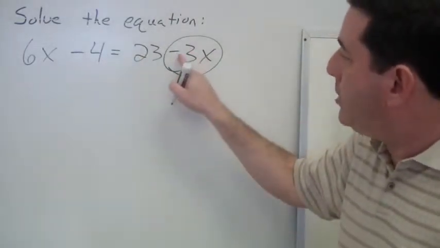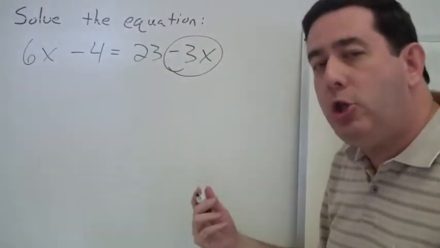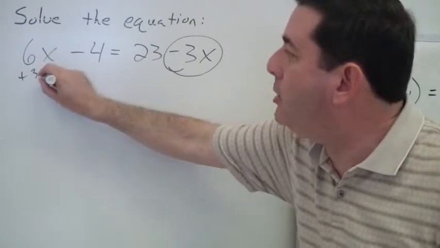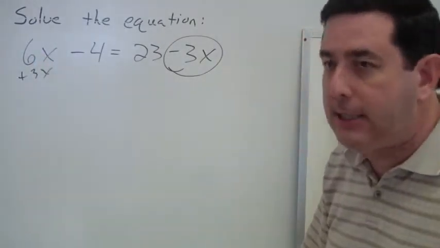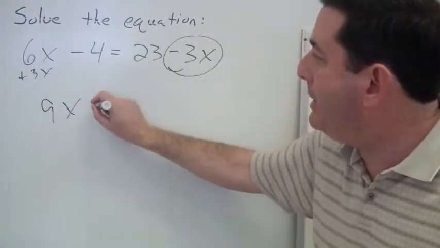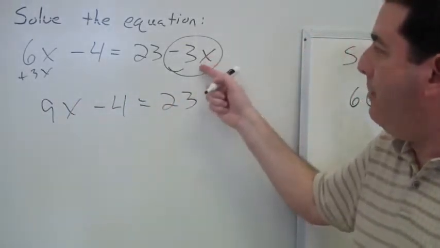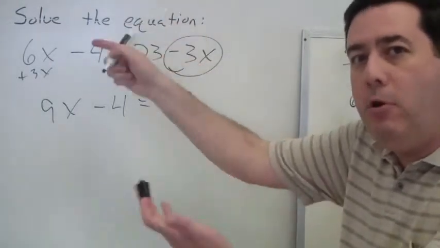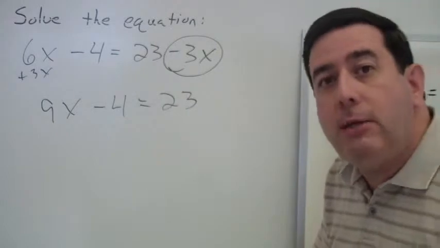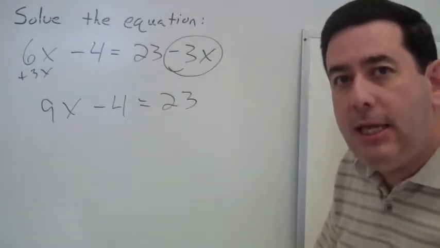Now, if it's a minus 3x here, as we move it across, it's going to change to being a positive 3x. So really what's happening here is we're about to add 3x to both sides. When I do that, I have 9x minus 4 equals 23. And now this one is gone because we've moved it to the other side. Now it looks like one of the equations that we were working before. So we want to proceed just as we did then.